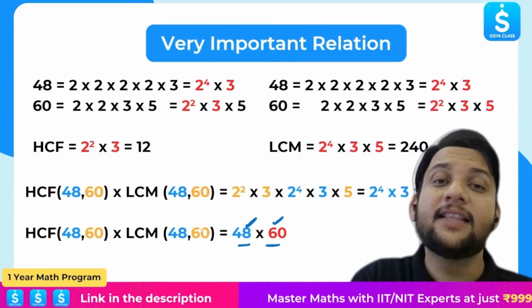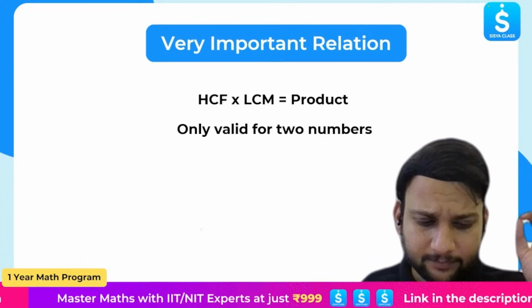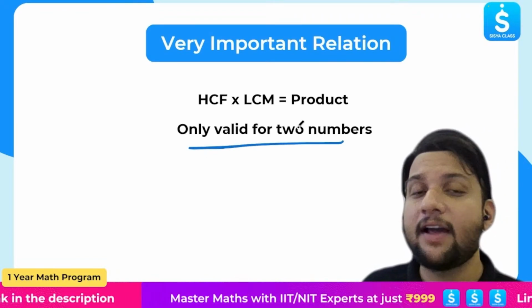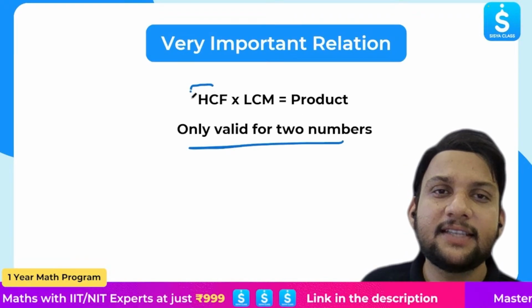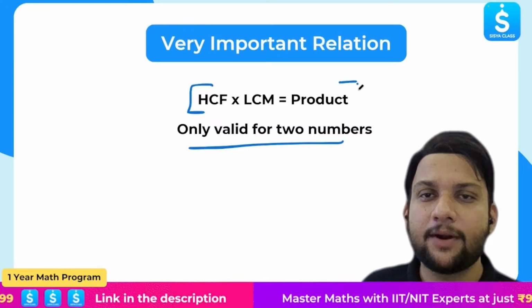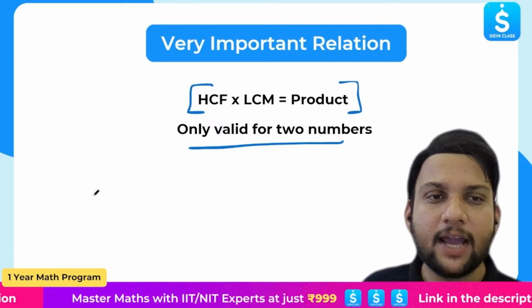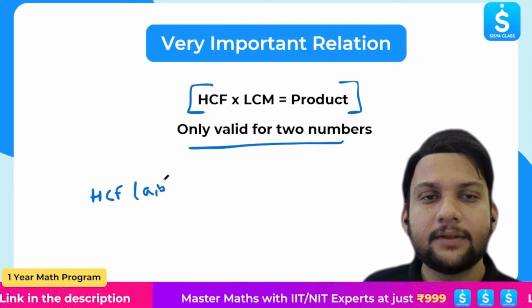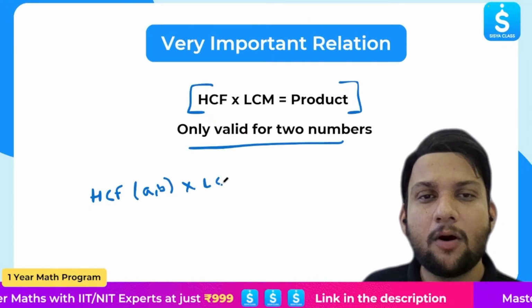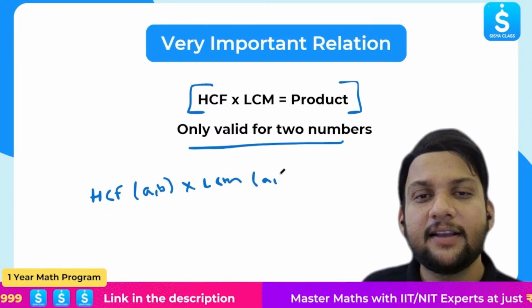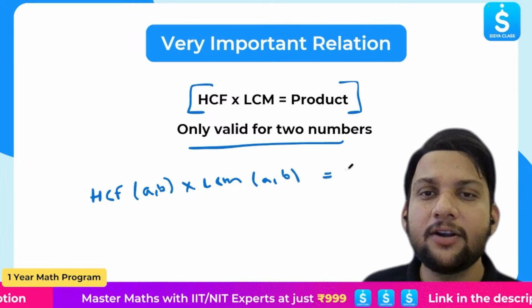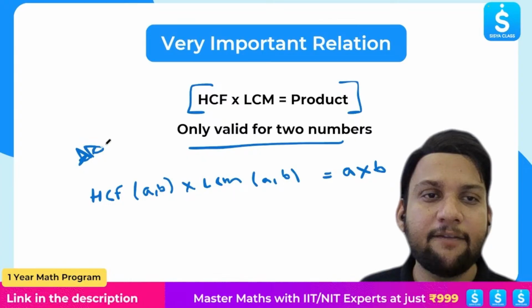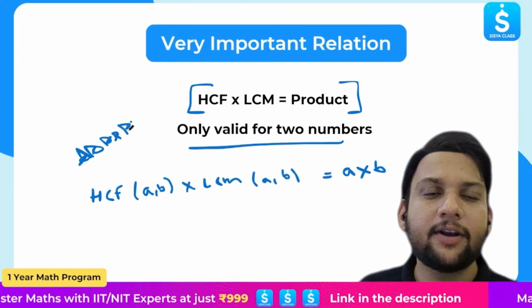So what does it mean? This means we have a relation that, first of all, is only valid for two numbers. The relation says HCF into LCM is equal to the product. That means I will write it here one more time. HCF of A and B multiplied by LCM of A and B is equal to the product of A and B. This is another 5-star formula. So second 5-star formula for this chapter.